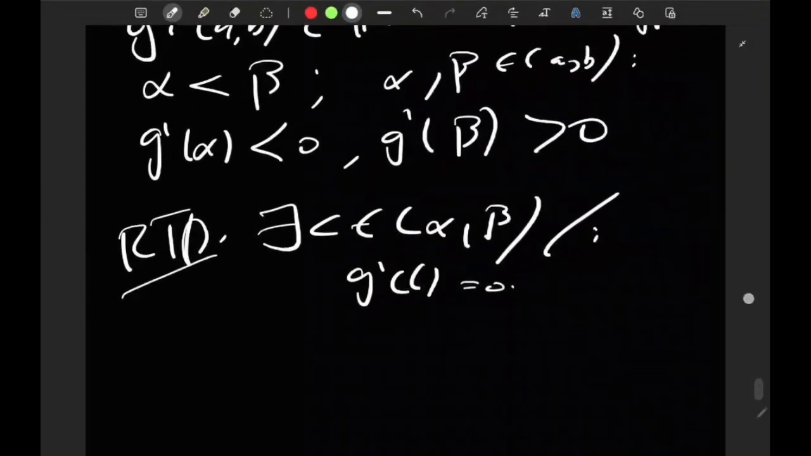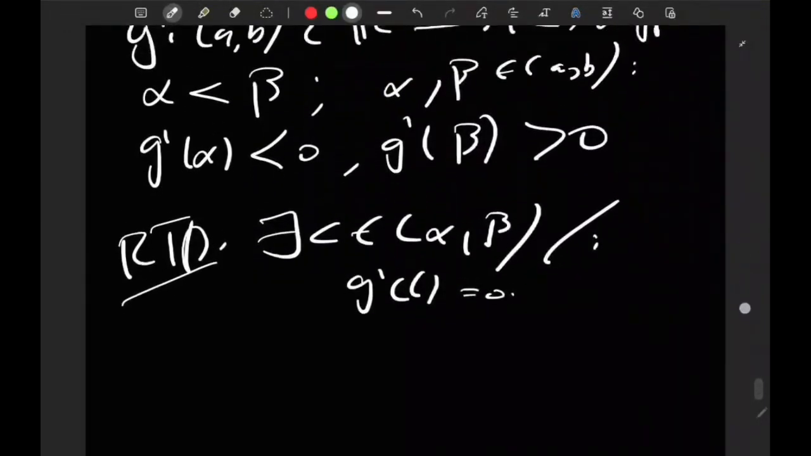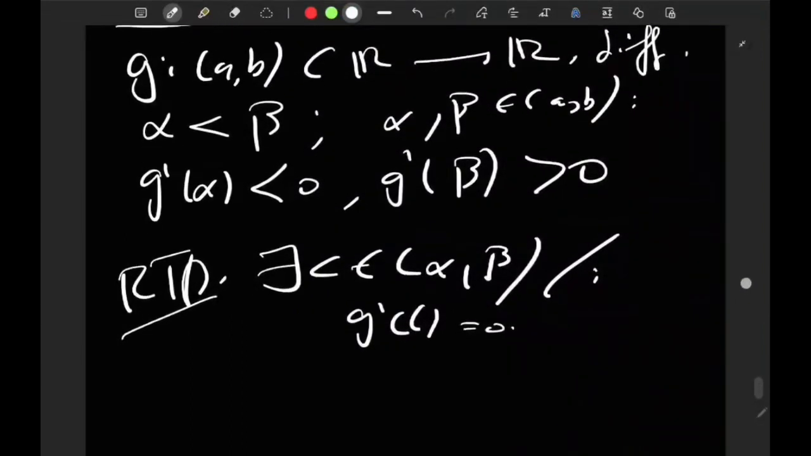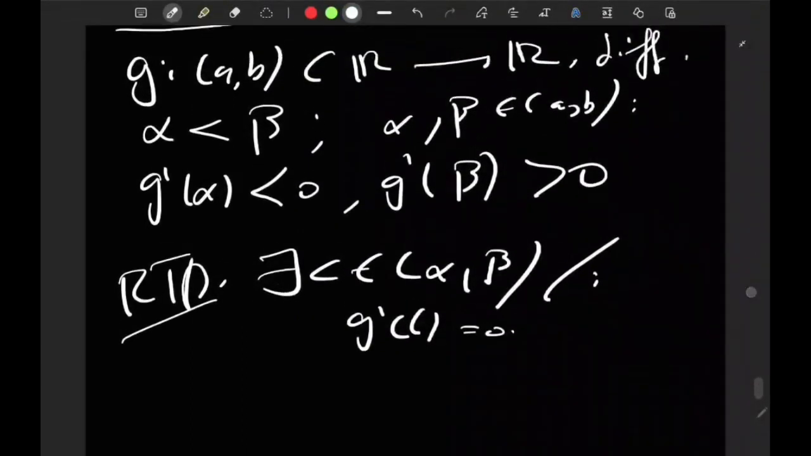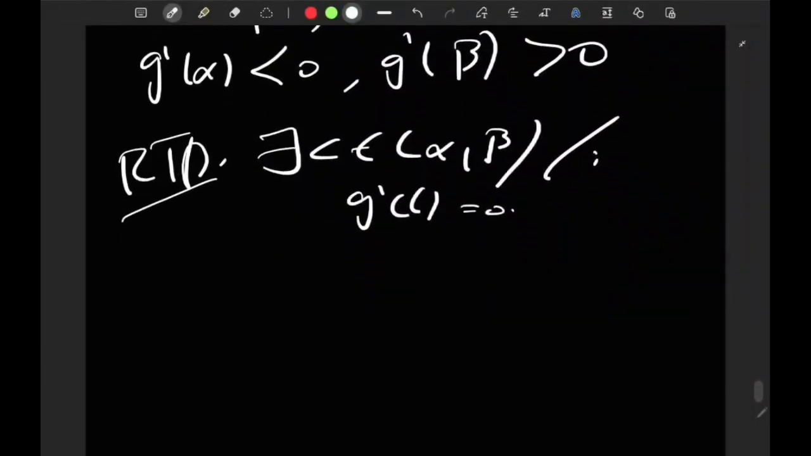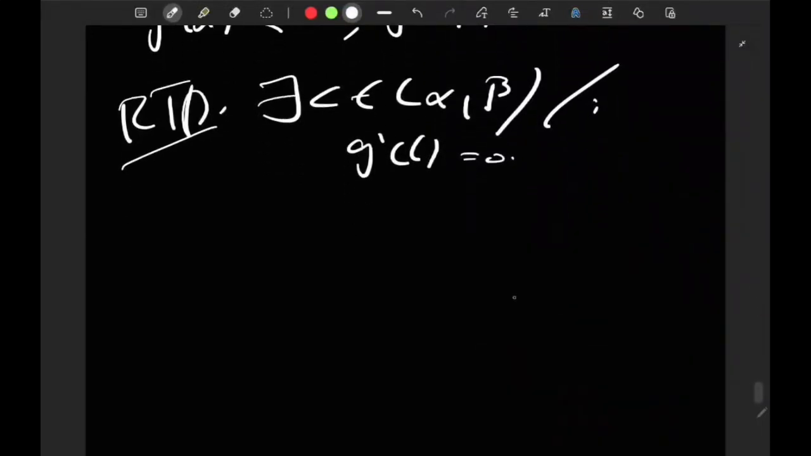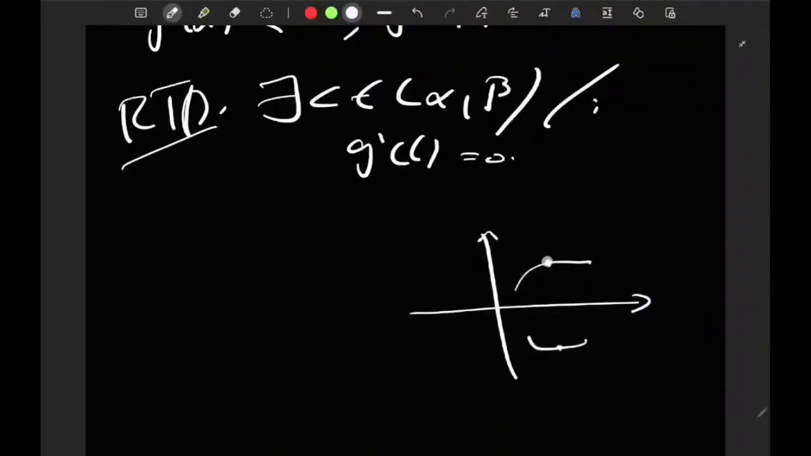So what we're going to be doing here is invoking an idea which comes from the extreme value theorem. So remember from basic calculus or from high school that if you have a real function which admits a local maximum or a local minimum, and it's differentiable, the derivative at this local maximum or local minimum is going to be 0.